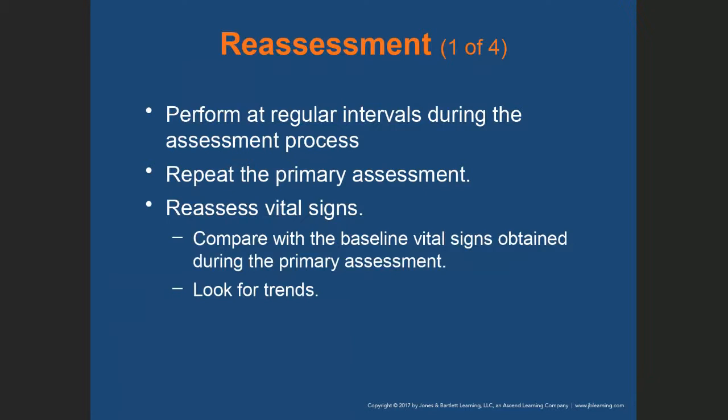Now, the final phase of the patient assessment algorithm is the reassessment phase, and this is the easiest phase. In the reassessment, all you're doing at this point is repeating your primary assessment. You're going to repeat your primary. You're going to be documenting important information. You're going to be relaying that information to the receiving facility. So perform at regular intervals during the assessment process.